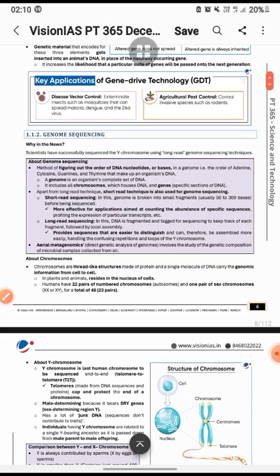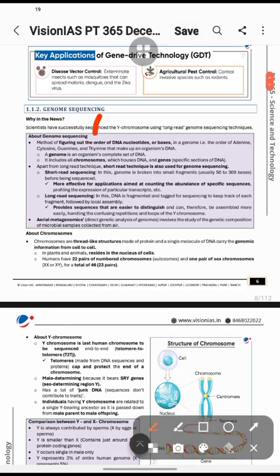Next is genome sequencing. DNA is made of nucleotides, the genome is the complete DNA in an organism, and chromosomes carry the DNA and the genes. Short read sequencing is effective for applications aimed at counting abundant sequences. Then there is metagenomics, the study of the genetic composition of samples.